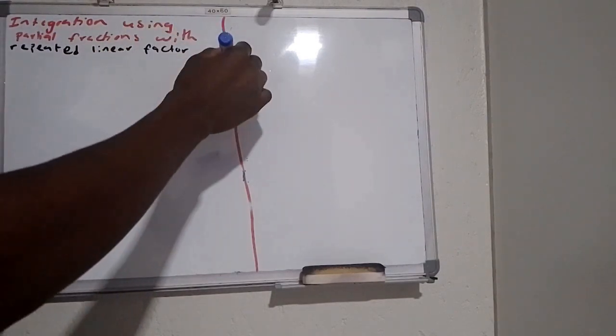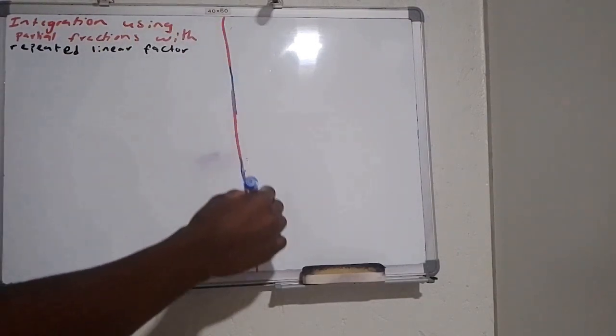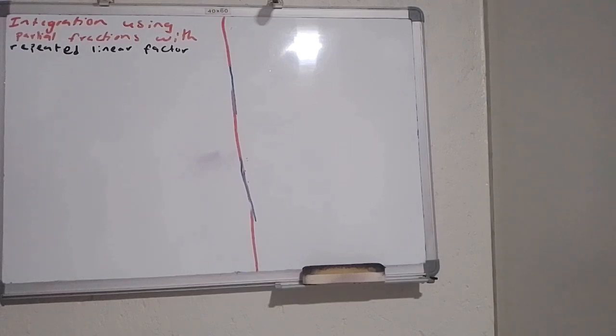Today we are supposed to be doing integration using partial fractions with repeated linear factors. In the last lesson, we did integration using partial fractions with linear factors. In this case, we are doing repeated linear factors. It's different, there are two different things. It's a very simple topic. You just have to grab a few concepts, and once you understand the concept, then you are in.